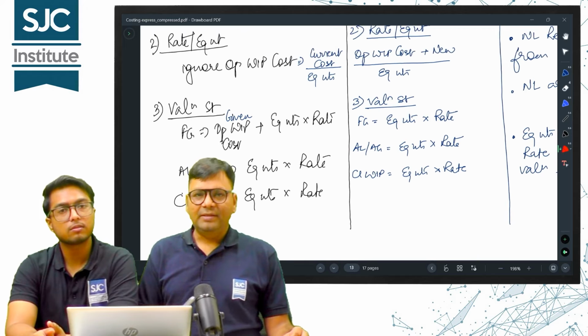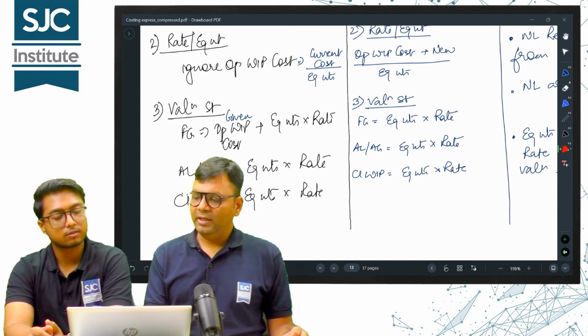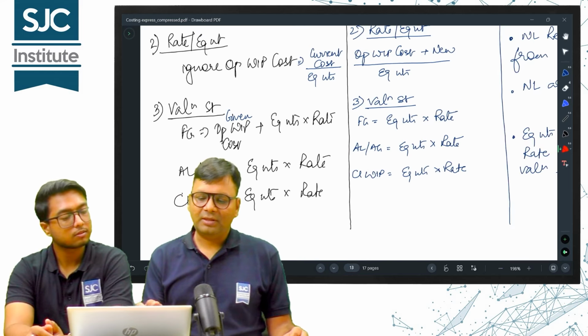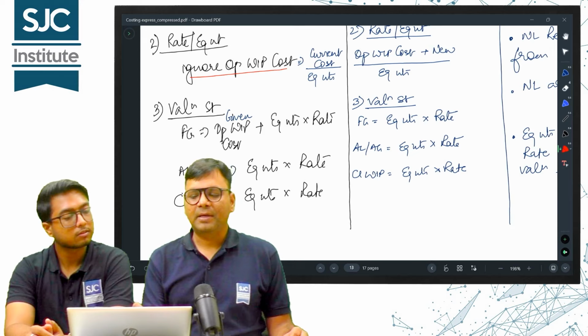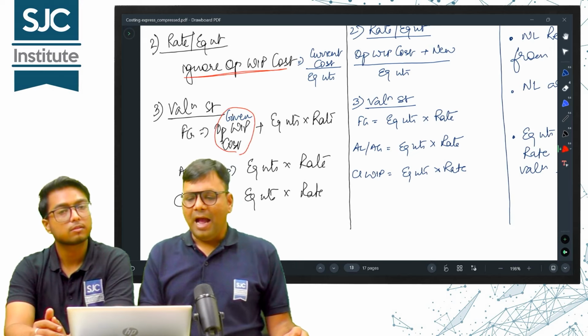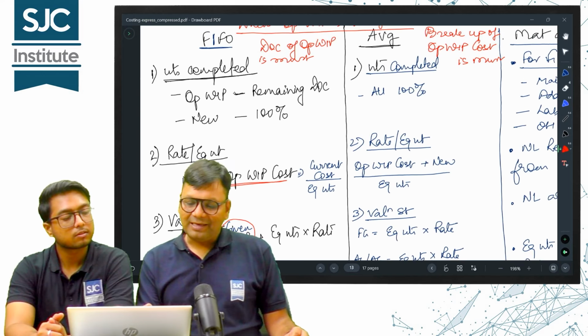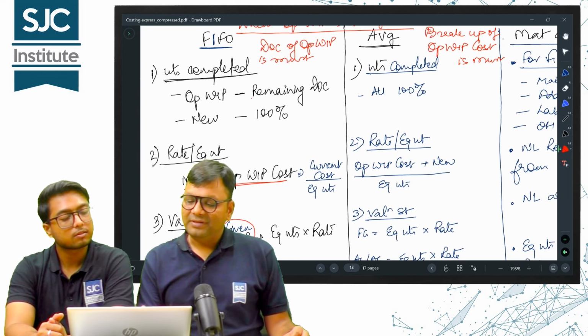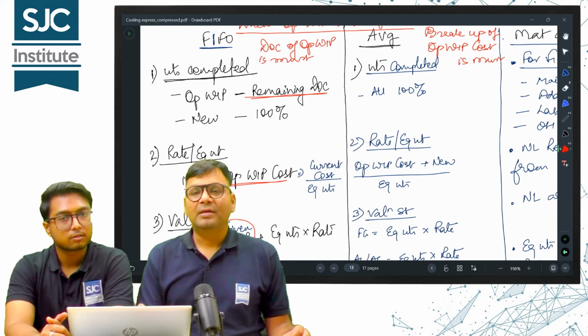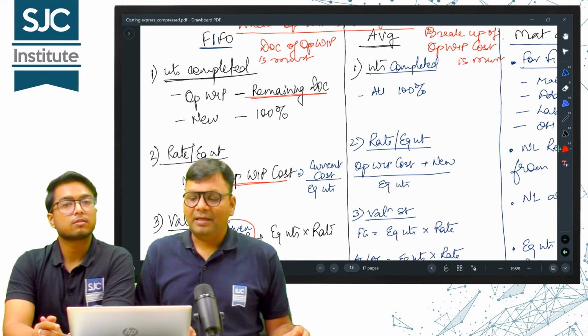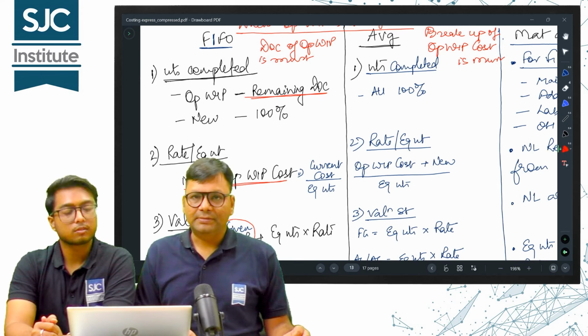If you see in this FIFO method, opening WIP cost is not considered in the second step, but it is considered directly in the third step. And in the first step, opening WIP units are considered but with remaining DOC. That means not the part that has already been completed.